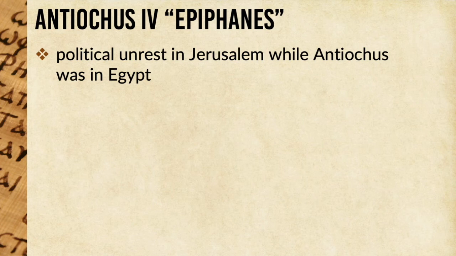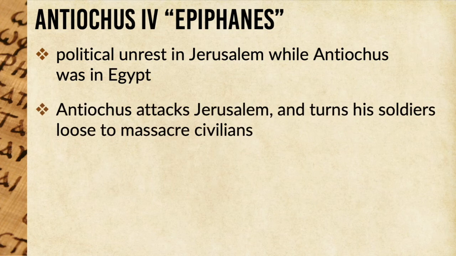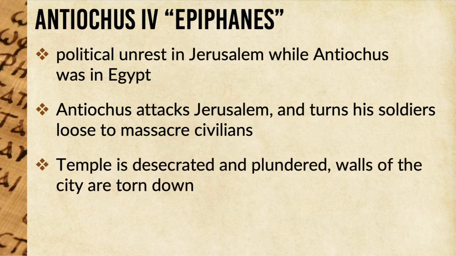Antiochus comes back from Egypt, and he interprets all of this as a rebellion against him. And so he attacks Jerusalem, and he turns his soldiers loose to massacre civilians. The temple is desecrated, and it's plundered. And the walls of the city are torn down. Totally and completely out of proportion for what's happening in Jerusalem.